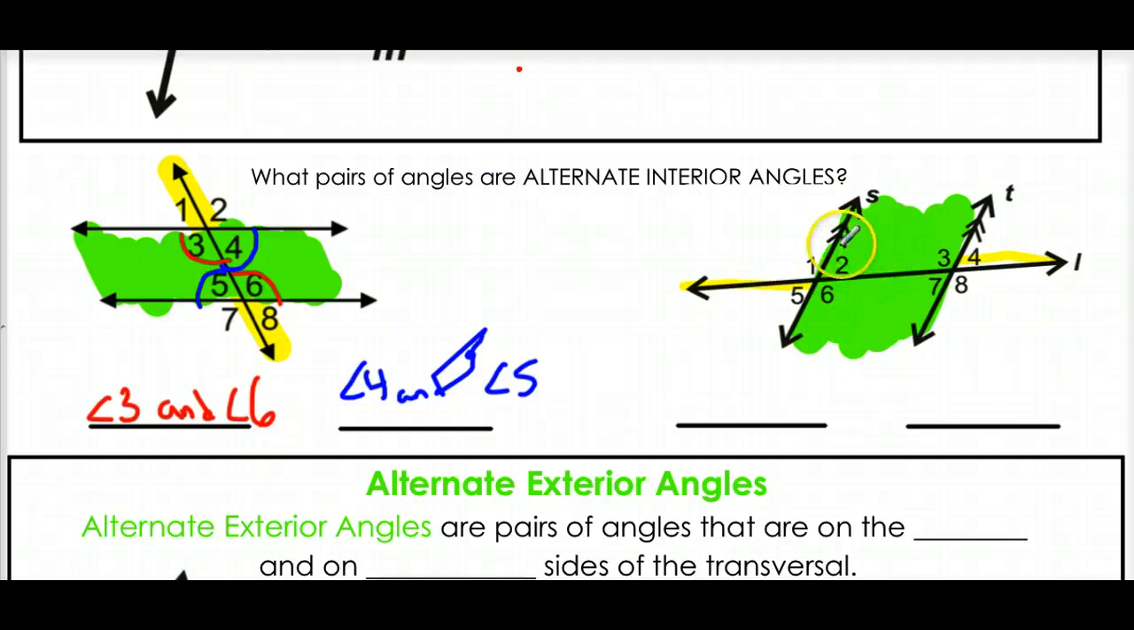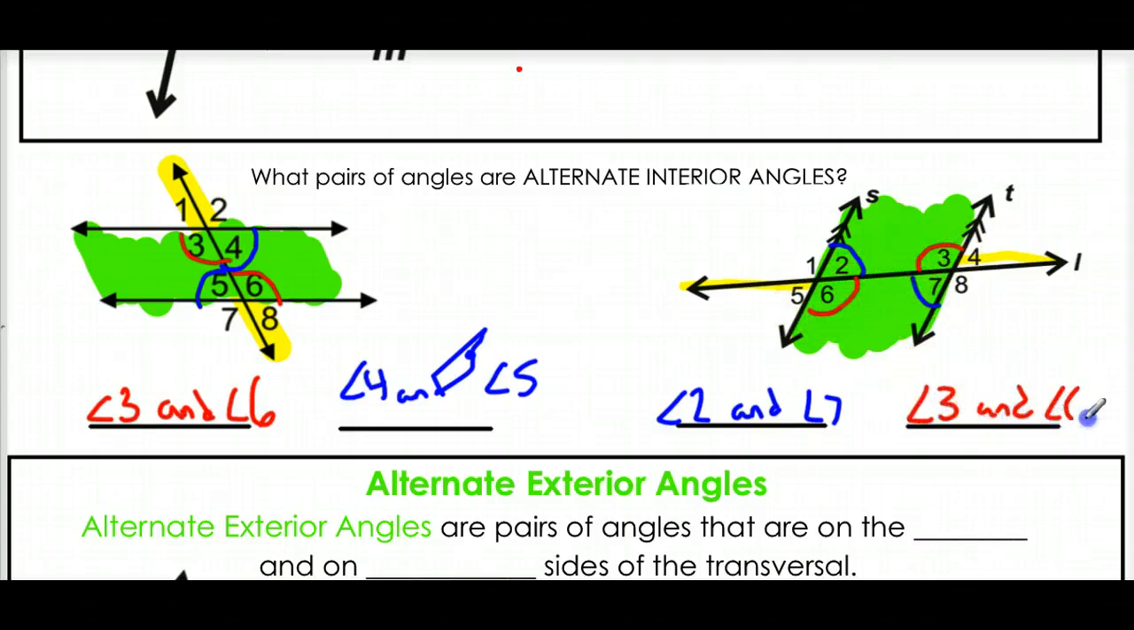Now, which ones are alternate interior angles? Well, let's see. We have 2 and 7, right? These are both on the inside, and they're on alternate sides of the transversal. So angle 2 and angle 7 are alternate interior angles. And then you also have angle 3 and angle 6, right? They're on the interior, and they're on opposite sides of the transversal. So that's that for alternate interior angles.